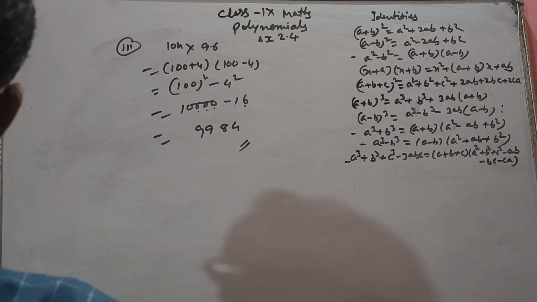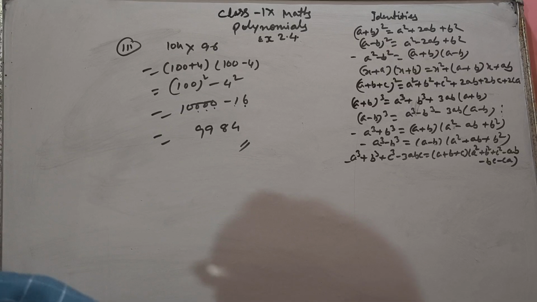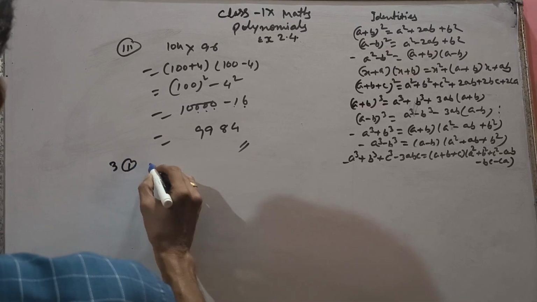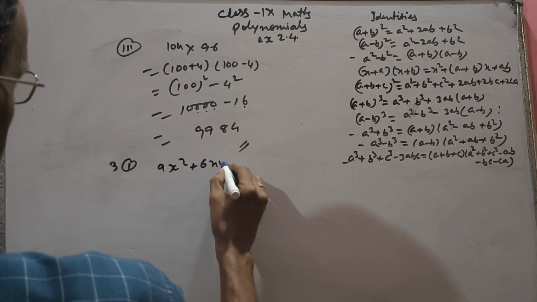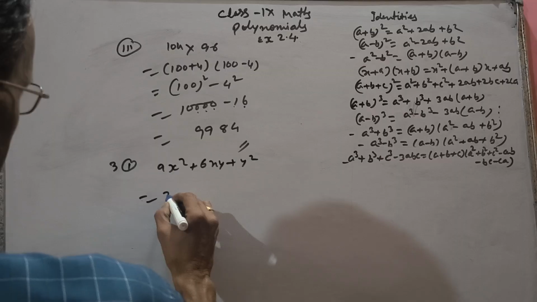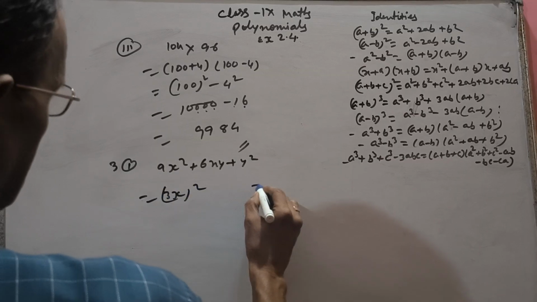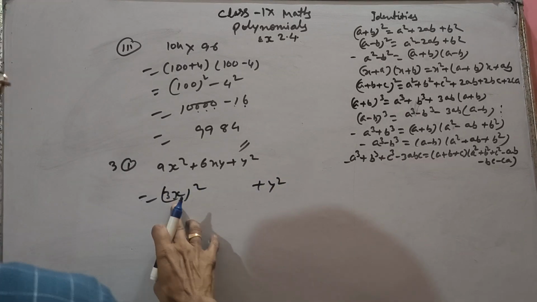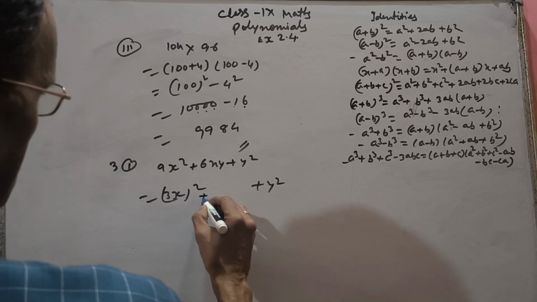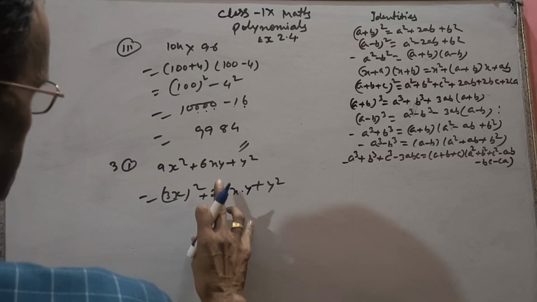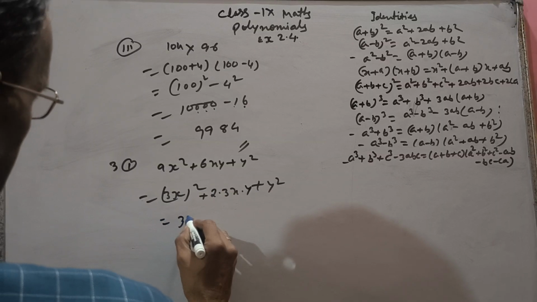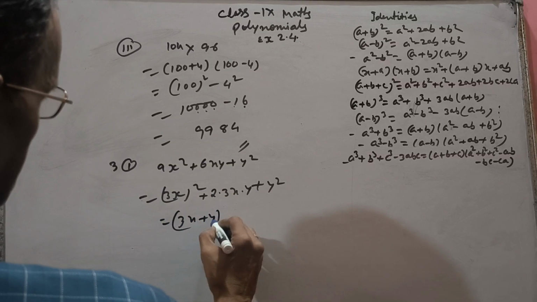Question number 3: factorize using identity. Number 1, I can explain to you: 9x square plus 6xy plus y square. This is (3x) whole square, and this is a square plus b square. What should be here? 2 into a into b. You will check, is it 6xy? So this is in the form of (3x plus y) whole square.